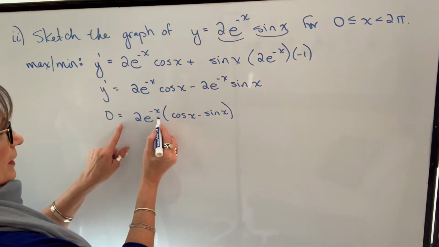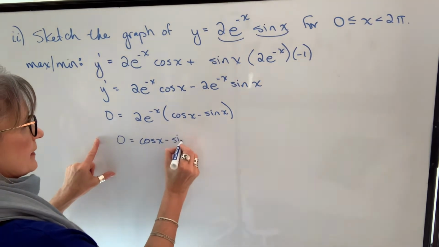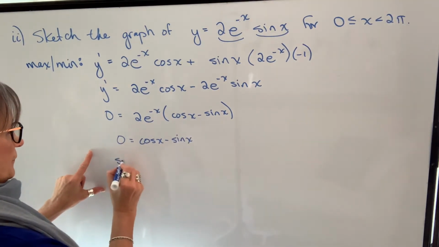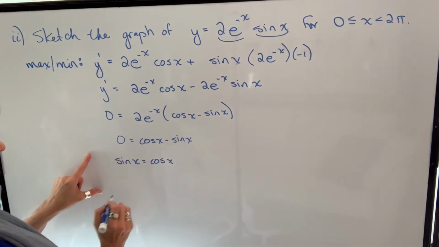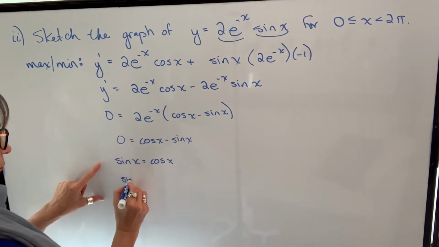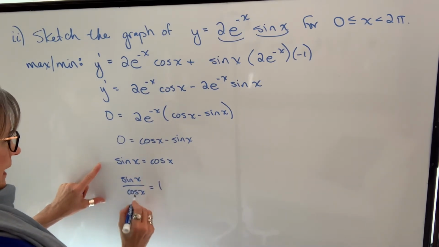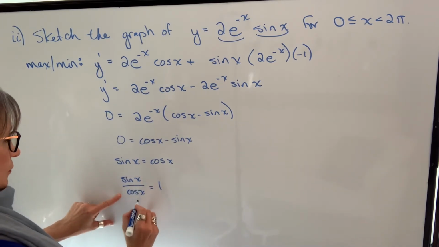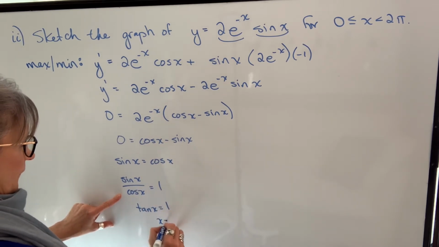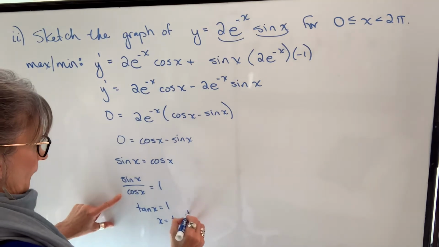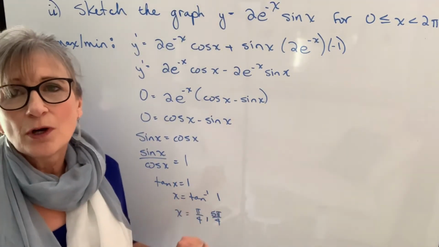So the only way we'll get a solution is if cos of x minus sine of x is equal to 0. And in order to solve that, I'm going to add sine x to both sides. I'm now going to divide both sides by cos x. And I'm going to replace sine x over cos x with tan x. So x will equal the inverse tan of 1.